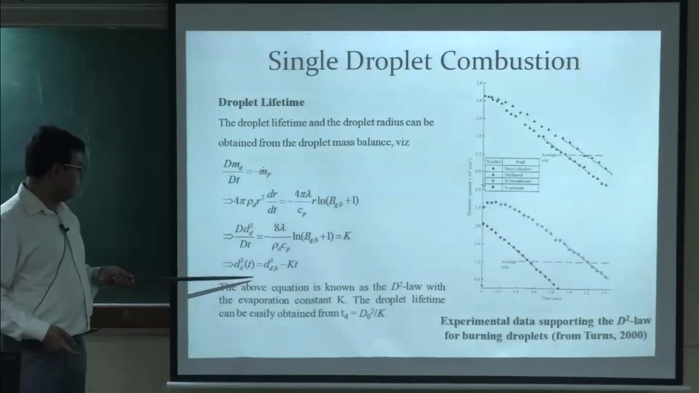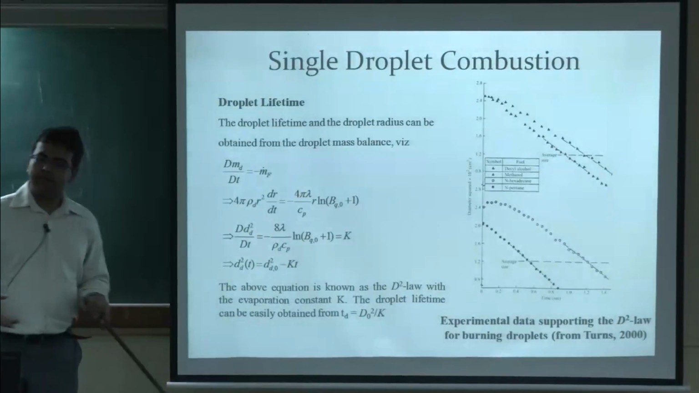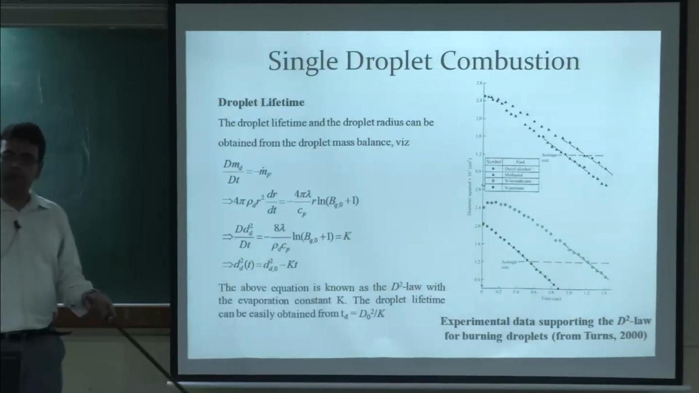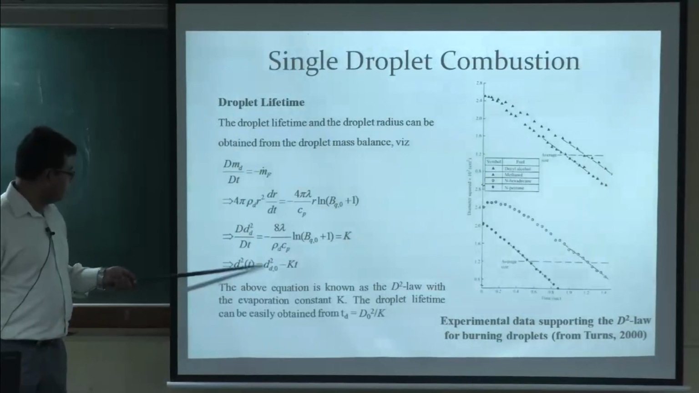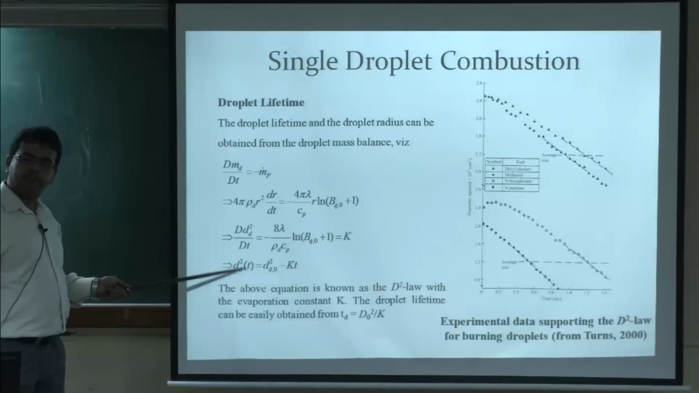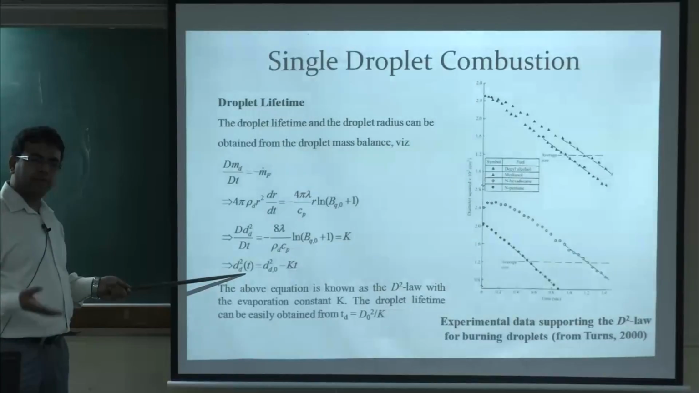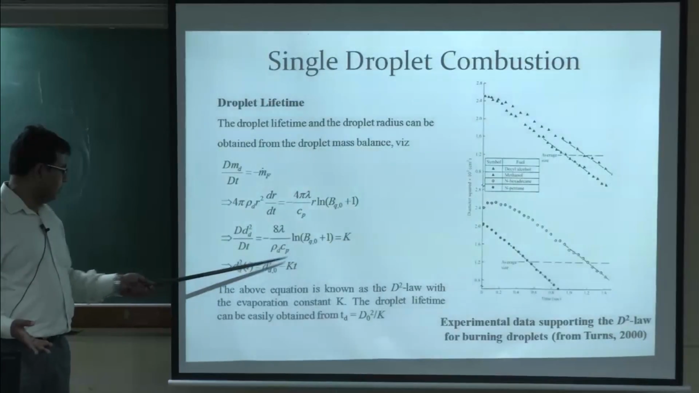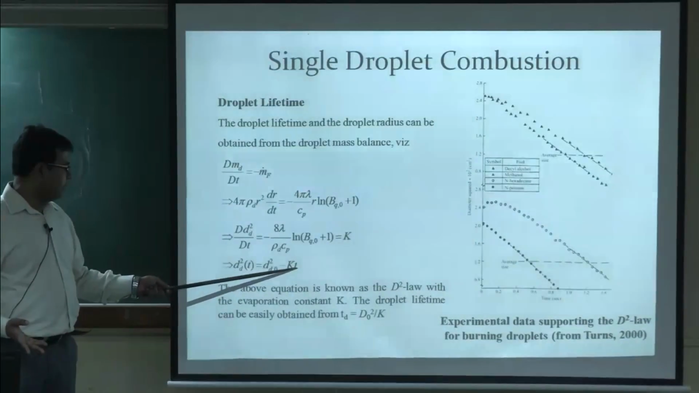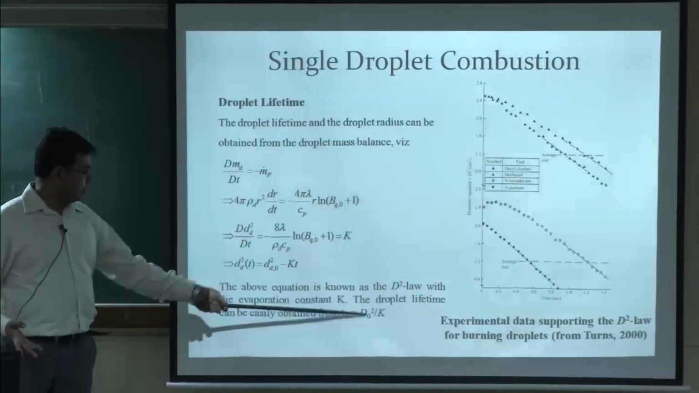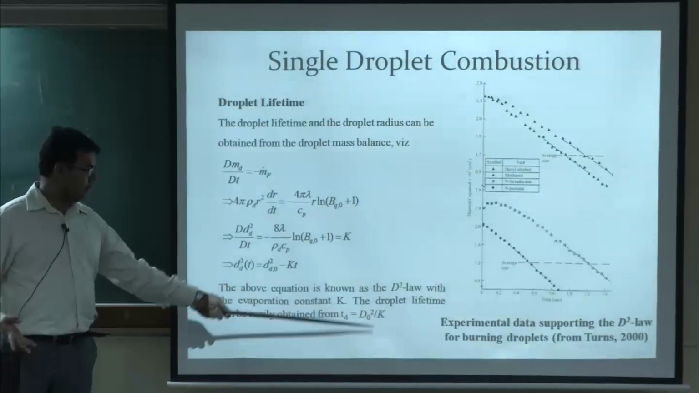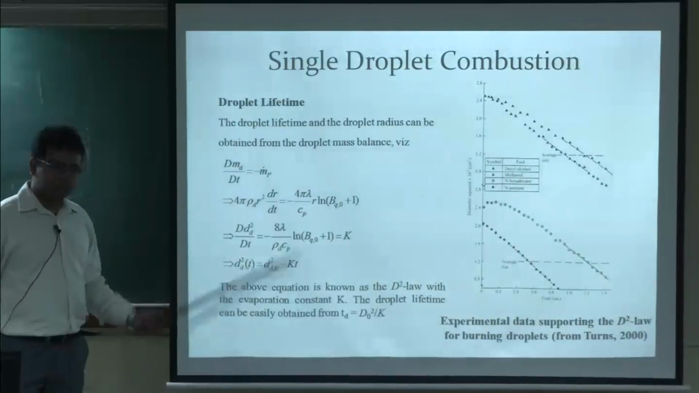Also you can calculate the droplet lifetime. The droplet lifetime is the time taken by the droplet to evaporate completely. So you put 0 here. When the droplet has completely evaporated, you put 0 here, and then you can calculate the time taken by the droplet to evaporate, that is, it will become d0 square by k. So d0 is the initial droplet diameter.